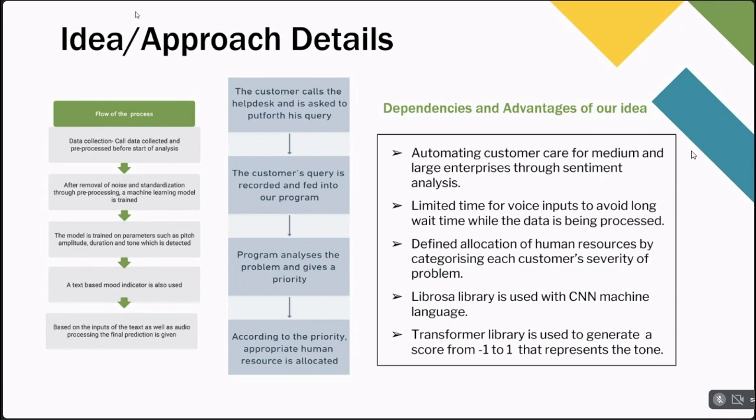A few of the dependencies and advantages of our idea are that we will be automating customer care for medium and large scale enterprises. By having defined allocation of human resources, we can categorize problems. By categorizing the problems of the customer by severity, we can stop the clogging up of the customer lines due to inexperienced personnel or inappropriate allocation. A few of our dependencies are that we are using the Librosa library with the CNN machine learning model. The transformers library will be generating a score from -1 to 1 to represent the tone, and we will be providing a limited amount of time for the consumer to state their query for us to process it easier.